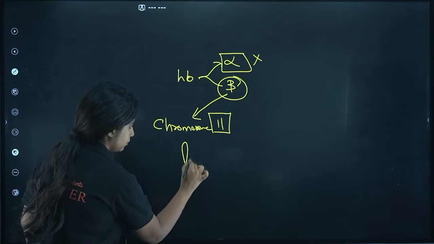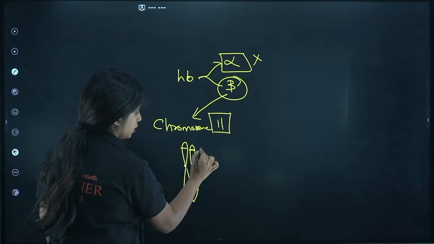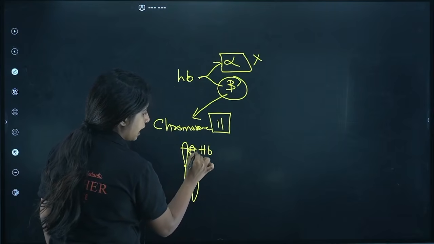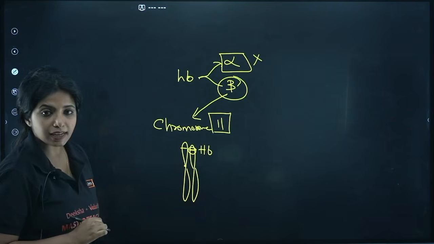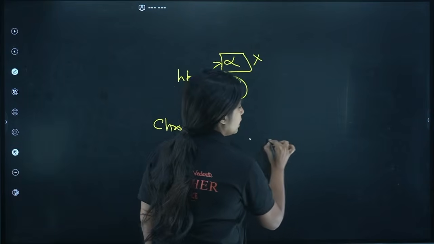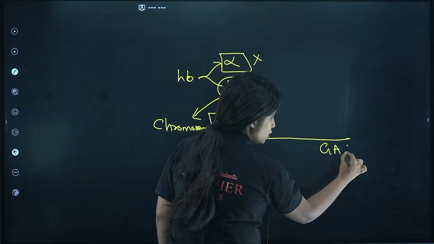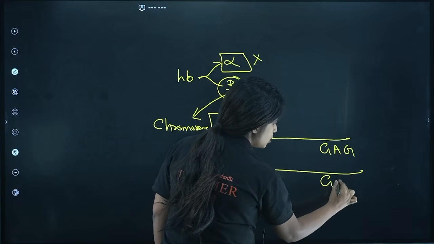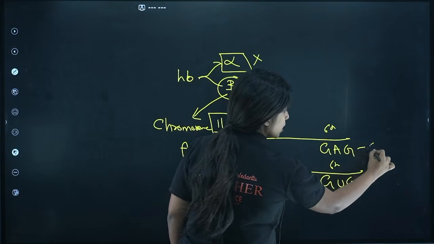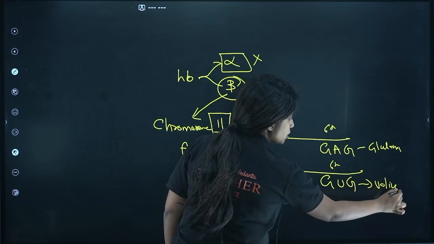And if I am saying that this particular gene has some problem, as in some mutation, what do I mean by that? I mean that in my mRNA, it was initially GAG, but now it is GUG. Which codon is this? The 6th codon. So initially what was I coding for? Glutamic acid. And now it is coding for valine.